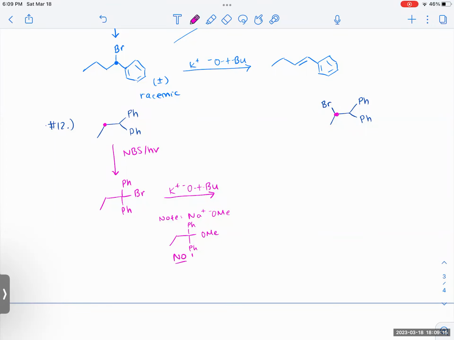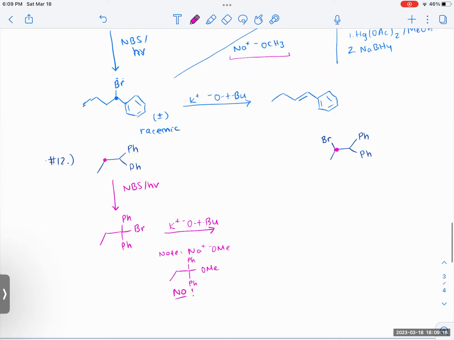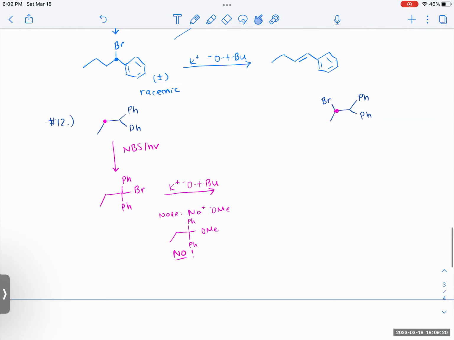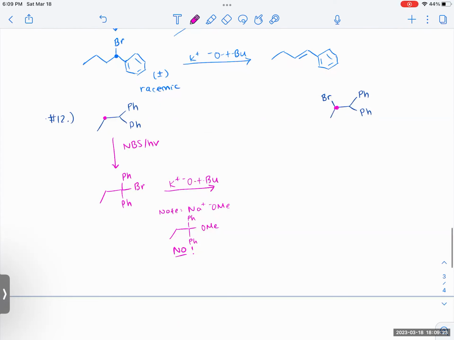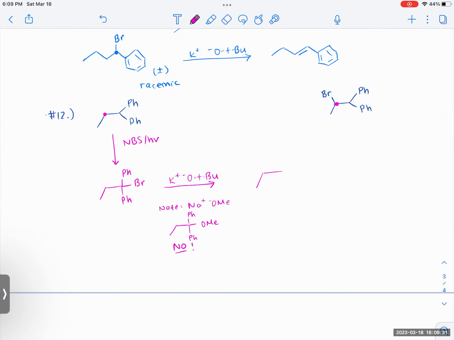So we're going to use a bulky base, which will come in here and make an alkene on the least substituted carbon. Let's keep in mind that Ph means phenyl group, so we're talking about these big rings. That is not where we're going to end up with a double bond. We're going to end up with a double bond there. So now we have that.